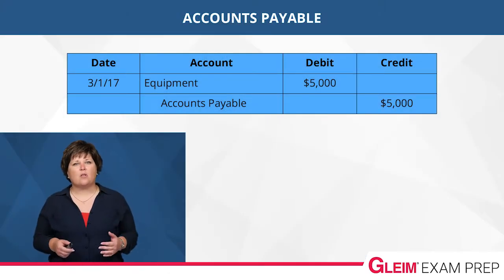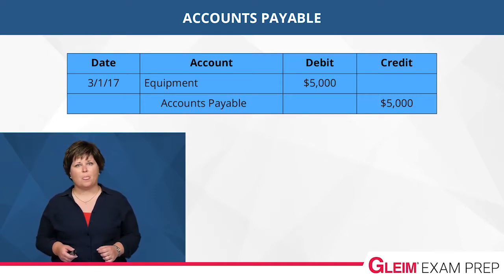Here's a basic example of a transaction with a supplier. On March 1st, 2017, we purchased equipment for $5,000 from our supplier on account. We now owe our supplier $5,000. We record this $5,000 obligation in the account Accounts Payable. To record the liability, we credit accounts payable. These types of accounts payable transactions would have terms on the invoice, such as due in 30 days or due by the end of the month. Transactions such as this with our supplier are short-term, usually just 30, 60, or 90 days.